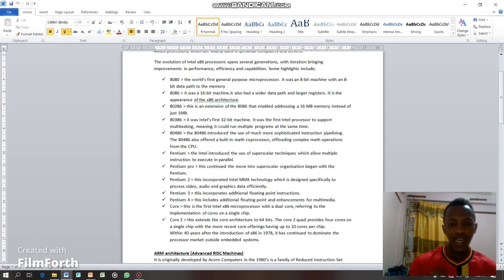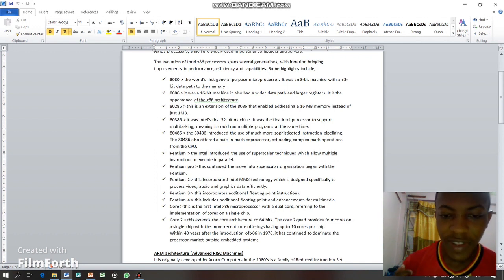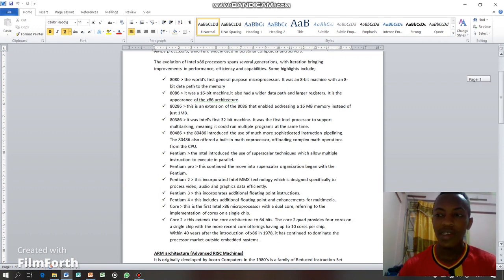In conclusion, according to the text, within 40 years after the introduction of the x86 in 1978, it has continued to dominate the processor market outside embedded systems. So I think that's all about the Intel x86.